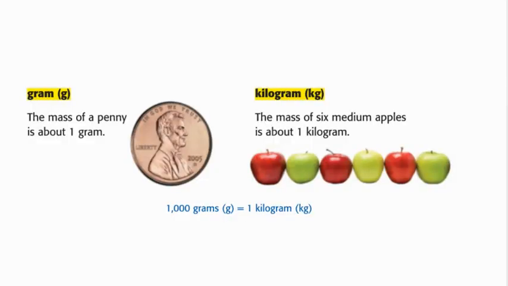We're going to use these everyday objects to help us estimate the mass of objects. So a gram, the mass of a penny is about 1 gram. I also like to think of it as like a large paperclip is about a gram. A kilogram, the mass of 6 medium apples is about a kilogram. So 1,000 grams or 1,000 pennies is about the mass of 1 kilogram or 6 medium apples. So throughout this presentation, I'm going to keep referring to these objects to help us estimate.